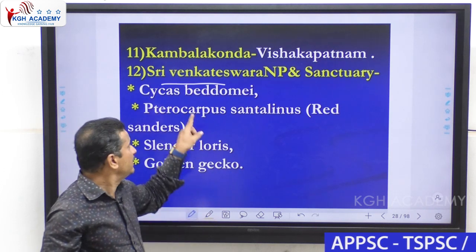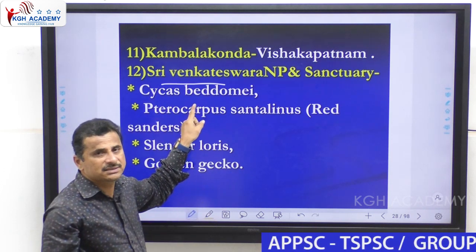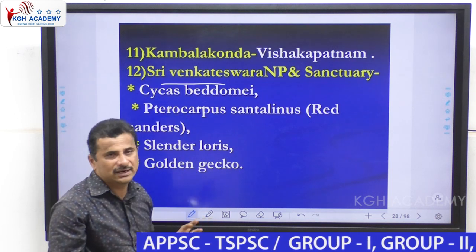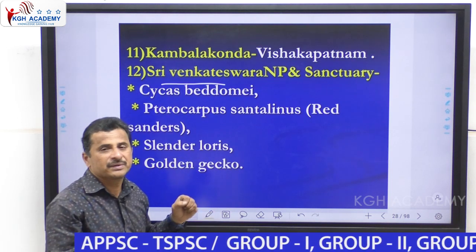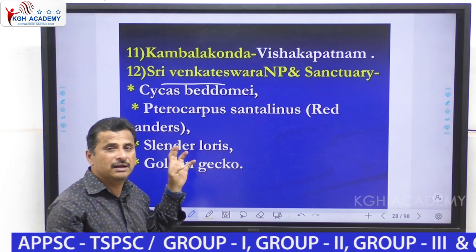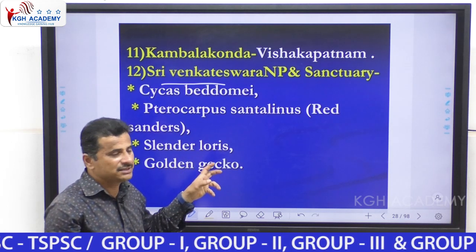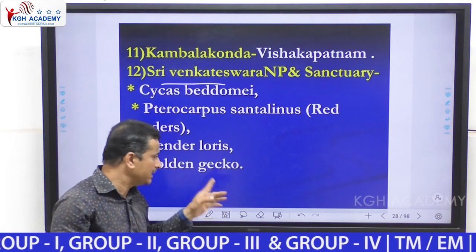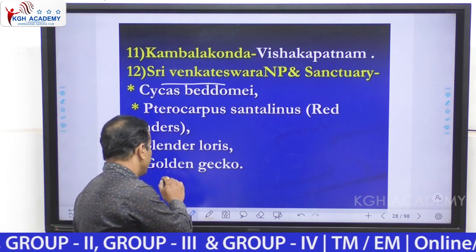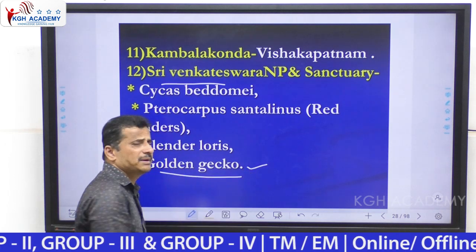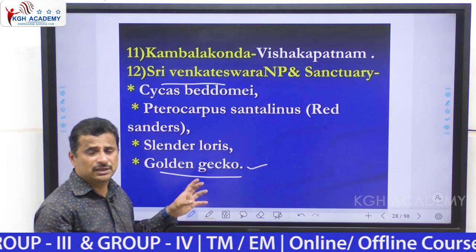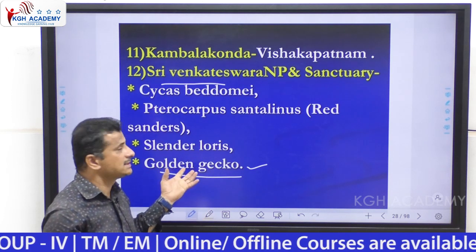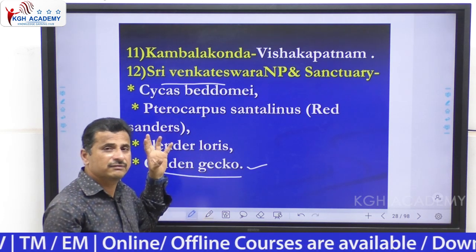Again, this is very famous for, as I have already explained, Cycas beddomei, a gymnosperm, and Pterocarpus santalinus, also called red sanders. Here is the one and only area where red sanders is present. And the slender loris, which is a type of monkey, and the golden gecko, a type of lizard. In Telugu it is called Bangaru Balli, and Erra Chandanam, and next Cycas. These are very famous.